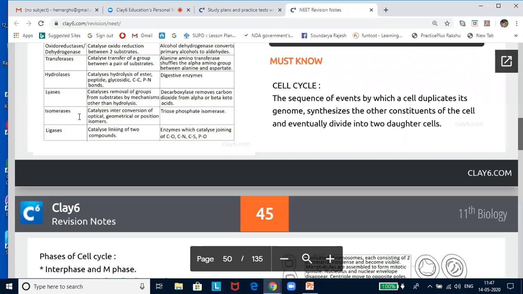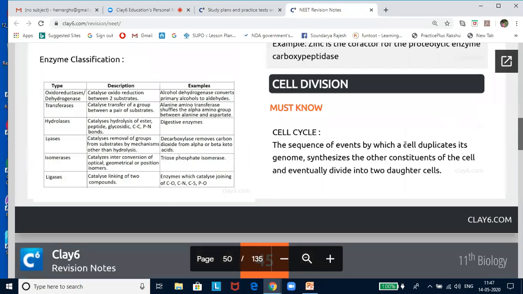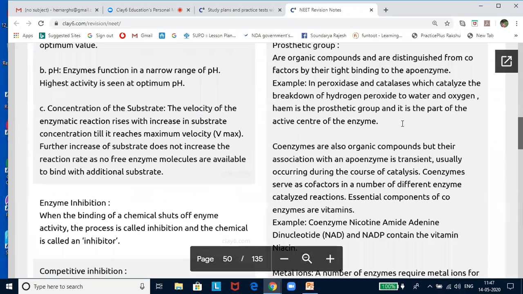Now isomerases catalyze interconversion of optical, geometrical or positional isomers. Example, triose phosphate isomerase. Ligases catalyze linking of two compounds. These are enzymes which catalyze joining of carbon-oxygen, carbon-nitrogen, carbon-sulfur, phosphorus-oxygen, etc.